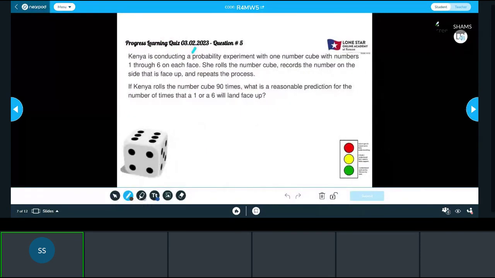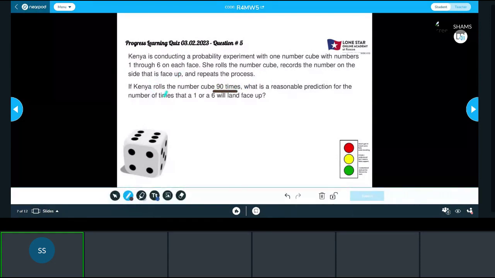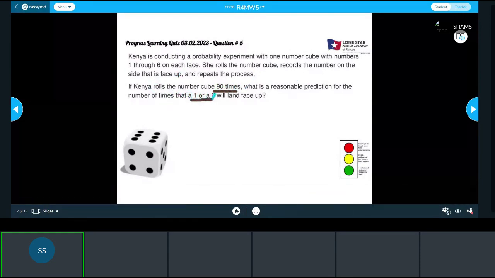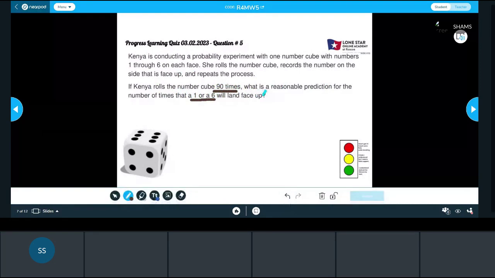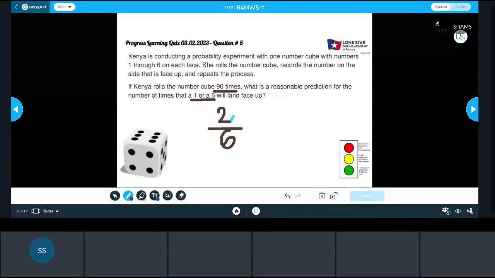Kenya is conducting a probability experiment with one number cube with numbers 1 through 6 on each face. She rolls the number cube, records the number on the side that is face up, and repeats the process. If Kenya is to roll the cube 90 times, what is the reasonable prediction for the number of times a 1 or a 6 will land face up? I know on a number cube there are 6 numbers. Landing on 1 or 6 is 2 possibilities, right? 1 or 6 are 2 out of those 6 numbers.